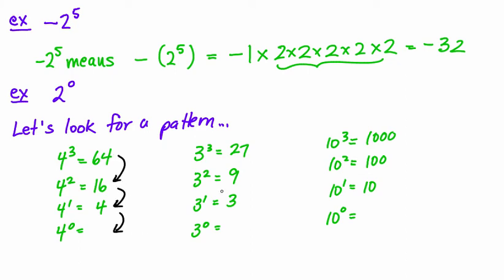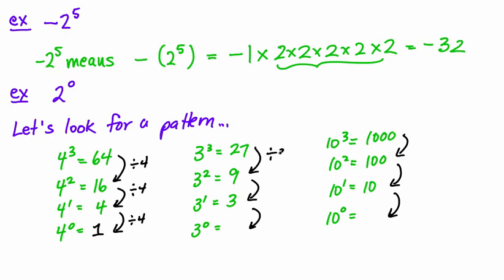What do I have to do to go in this order? For instance, how do I multiply or divide from 64 to 16 and then 16 to 4? And the answer to that is you divide by 4 each step. And if I divide 4 by 4, I end up with an answer of 1. And let's see what happens in this pattern. 27, if I divide this by 3, I get 9. If I divide by 3 again, I get 3. And if I divide by 3 again, I get 1. And over here, if I divide by that base of 10, I end up with 1,000 to 100, 100 to 10, and 10 to 1.